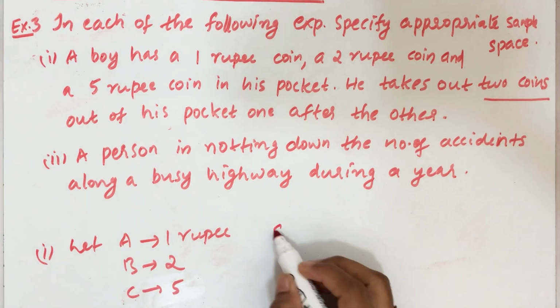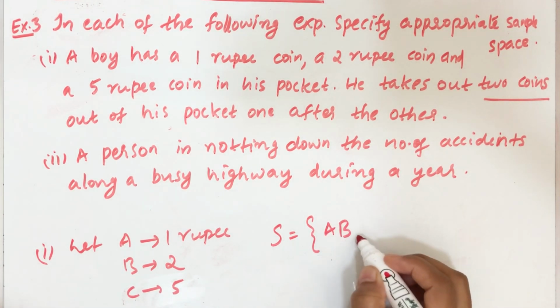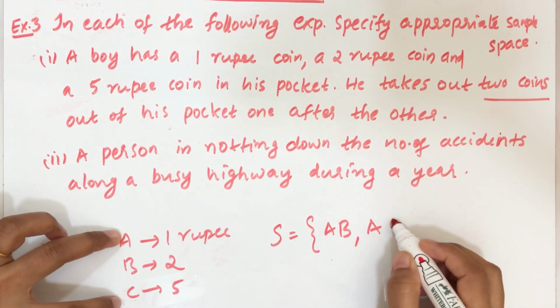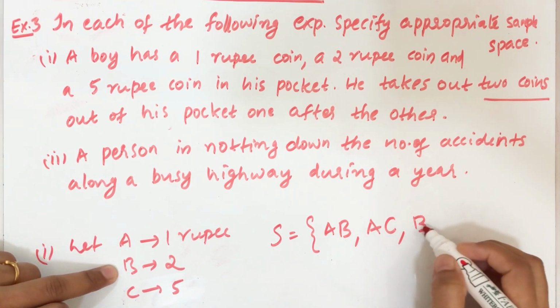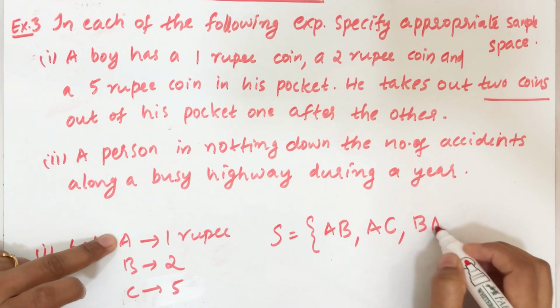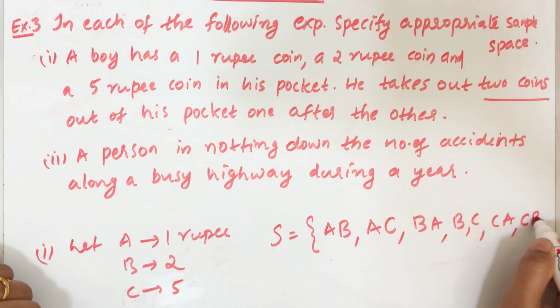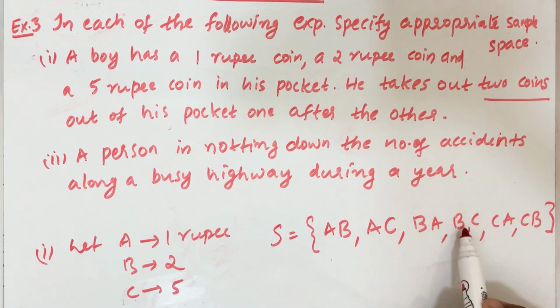We can see S is equal to: first coin 1 rupee and second coin 2 rupee, that is AB. Second case, first coin 1 rupee and second coin 5 rupee, AC. And third, first coin 2 rupee and second coin 1 rupee, BA. Like that BC, and CA, CB. We can say there are 2 cases with the first coin 1 rupee, 2 cases with the first coin 2 rupee, and 2 cases with the first coin 5 rupee.